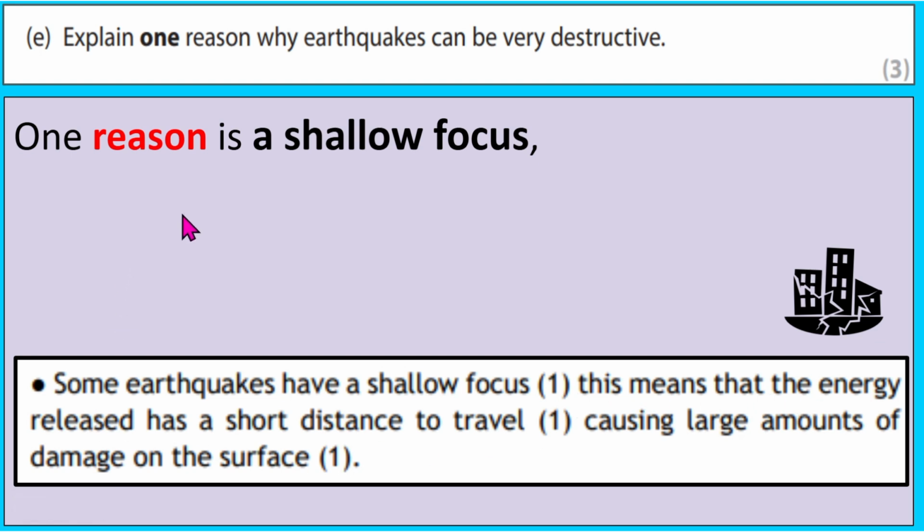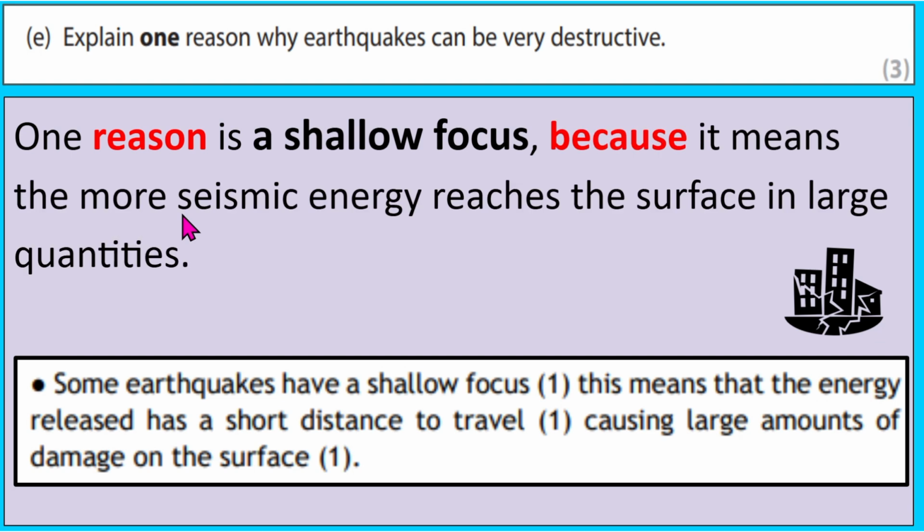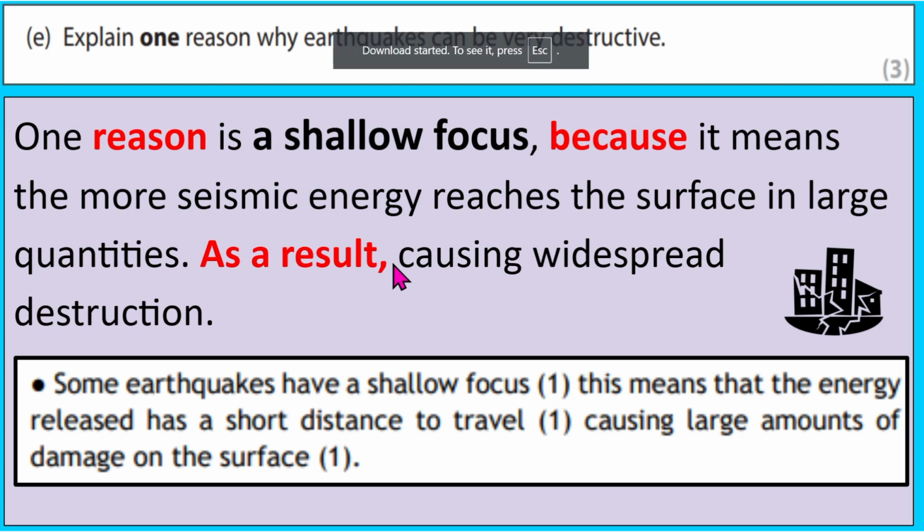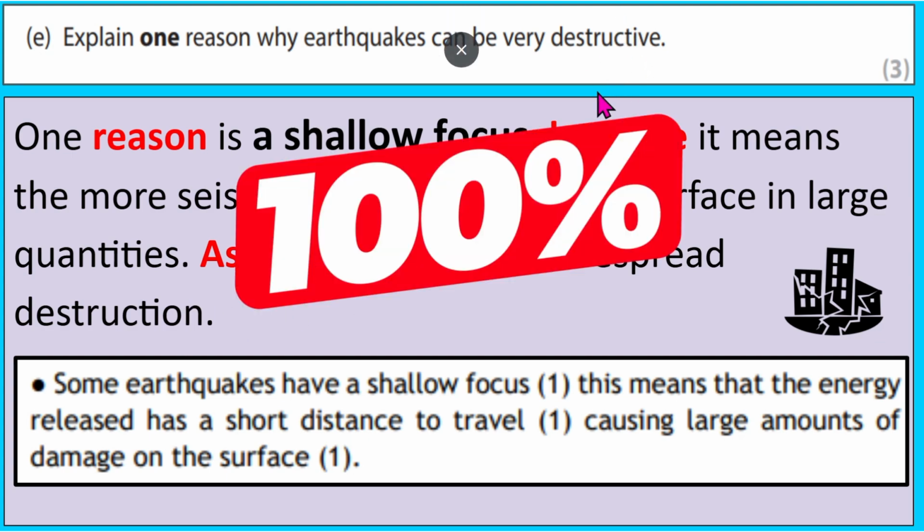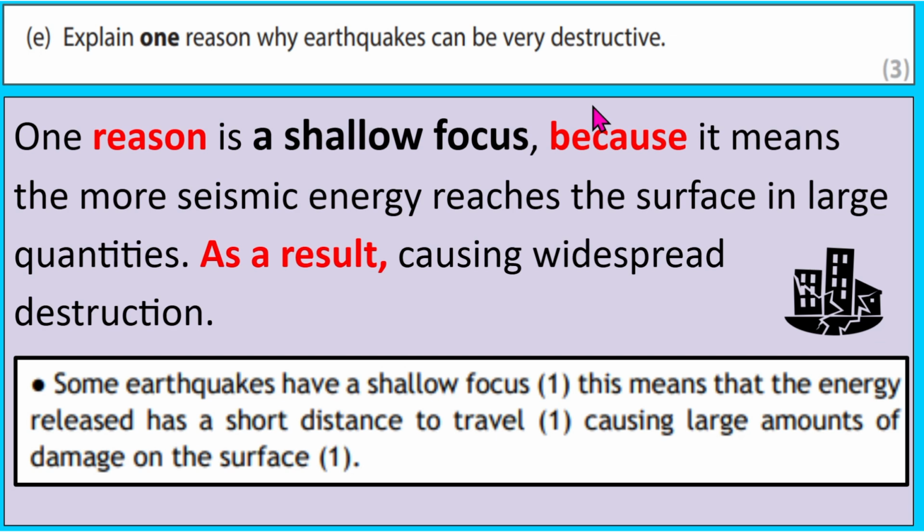So one reason is a shallow focus, because this means the more seismic energy reaches the surface in large quantities, as a result causing widespread destruction. So this last point, I'm picking it up, is literally just repeating the question, linking it back to the question. So that's something that you can do to get 100%, is you can link back to the question to pick up that final mark. But again, you see how it's very, very simple.